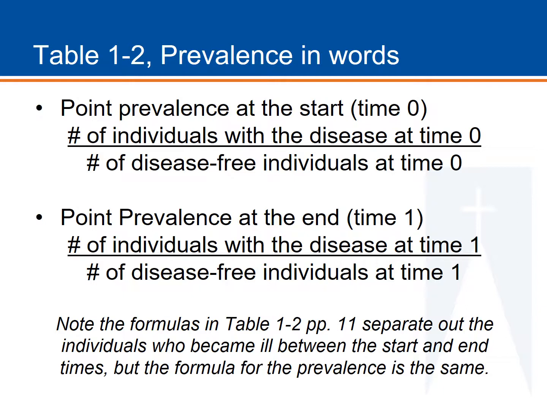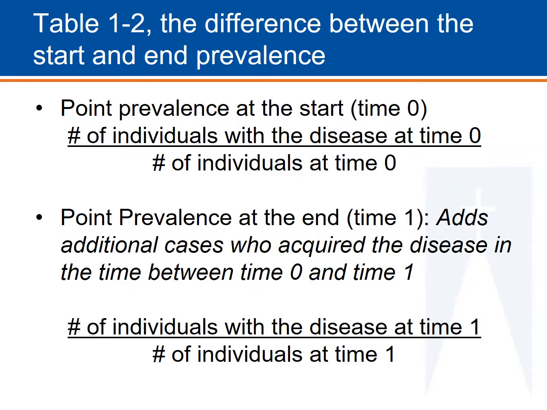The other two measures given in Table 1-2 are simple prevalences. These are prevalences at the beginning point, prevalence at start 0, and at the end, point prevalence at the end. The difference between the start and end prevalence is that the prevalence at the end of the study includes all of the new cases who acquired the disease or the condition over the study time frame.